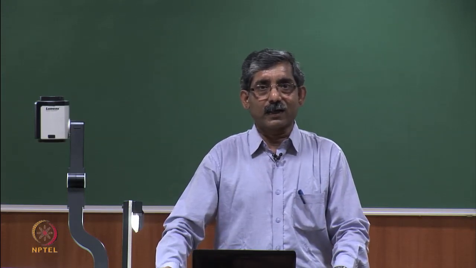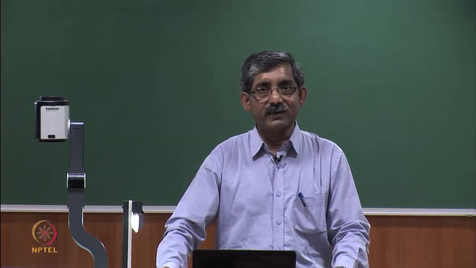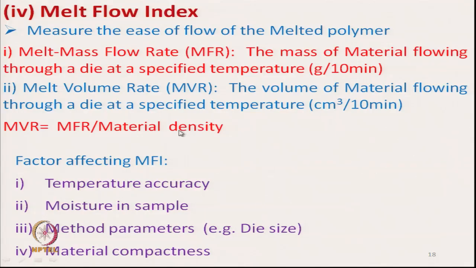Another characteristic is called melt volume rate, MVR. What is that? Melt volume rate is the volume of material flowing through a die at a specified temperature, in cubic centimeter per 10 minutes, and we can calculate MVR if we know the MFR and material density. MFR divided by material density is the MVR.